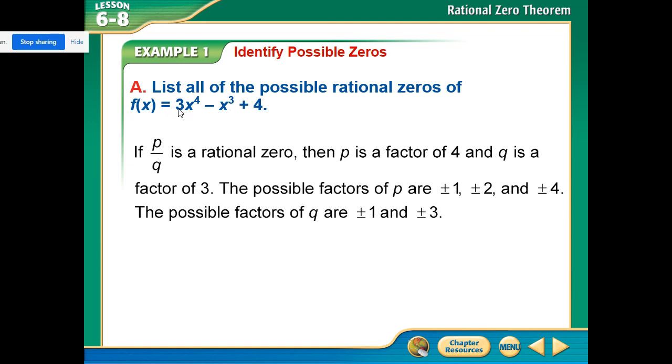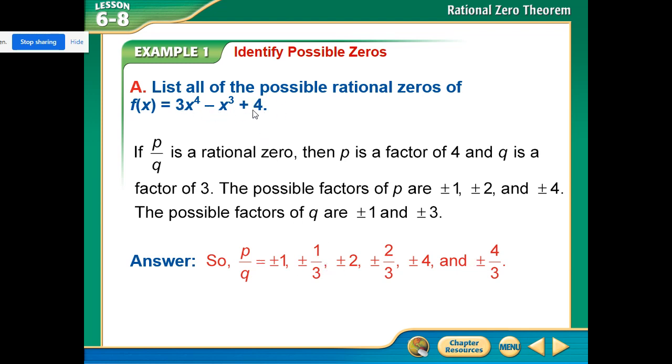Now, a lot of times we will not have that leading coefficient, so we're just looking at these values here. But if there is a leading coefficient, we can get some fractions. So what can we have? Well, we can have 1 over 1, or 1 over 3, or 2 over 1, or 2 over 3, or 4 over 1, or 4 over 3. And so those are the different values that are all listed here, and those are the only answers that can possibly work in our synthetic division.